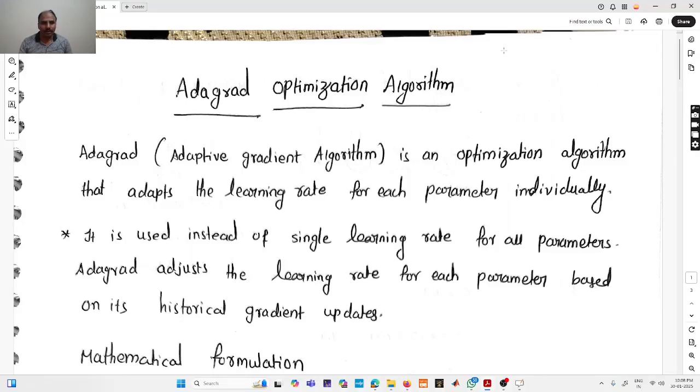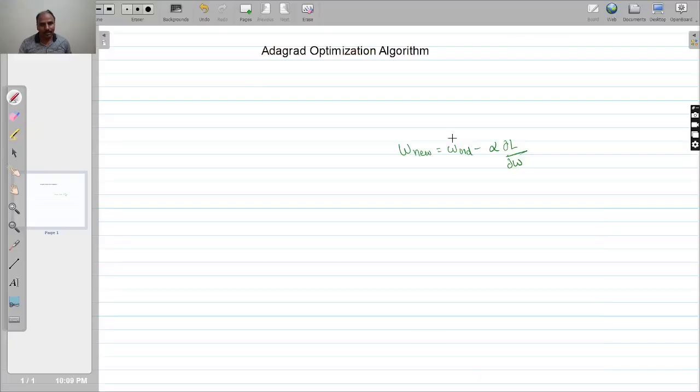In this lecture, we will discuss the Adagrad optimization algorithm. In earlier classes, we have discussed the stochastic gradient descent optimization algorithm. So what is the difference between these two? In stochastic gradient descent, the learning parameter is common for all weights as well as biases. But in the Adagrad optimization algorithm, it is different for the different weights and biases.